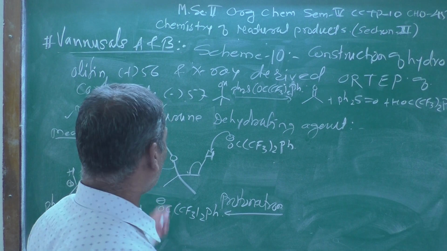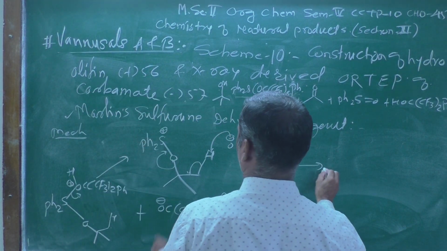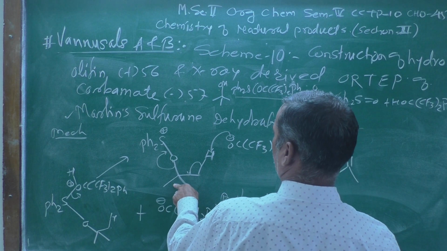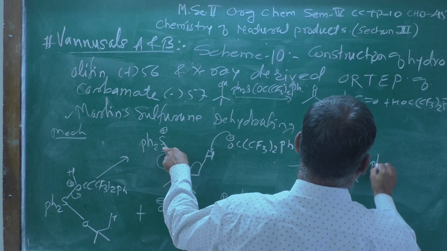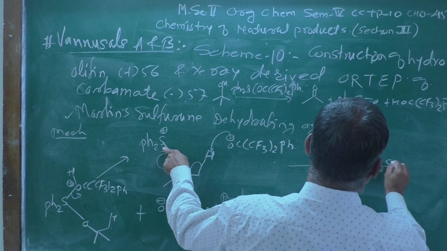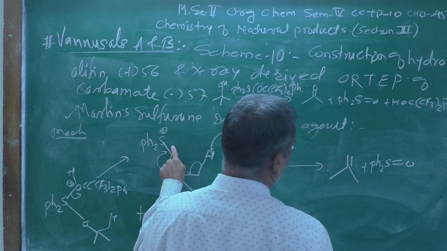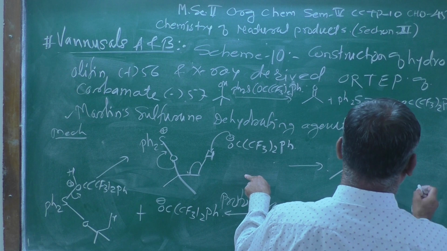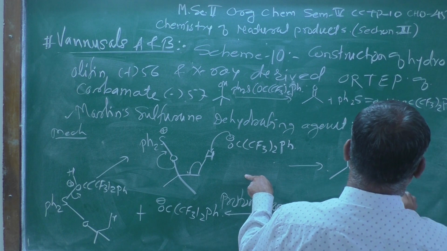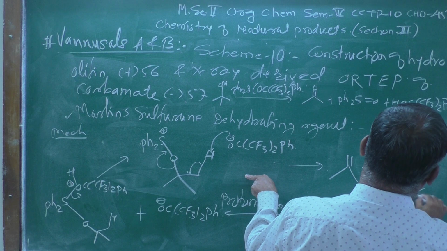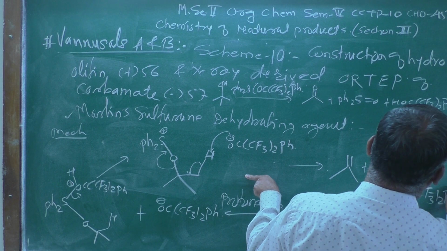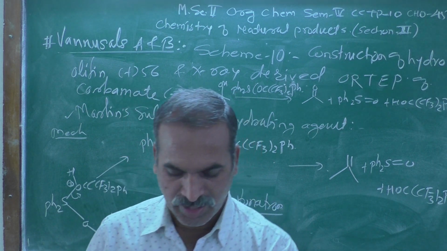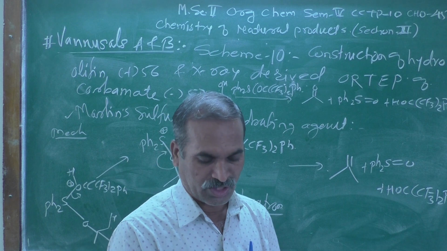Now you are going to get the product like this. This is an olefin which we got over here, a double bond. Now this Ph2S double bond O, diphenyl sulfoxide, and then another one, this one, HOC(CF3)2Ph. So, this is the mechanism which we have seen just now over here.